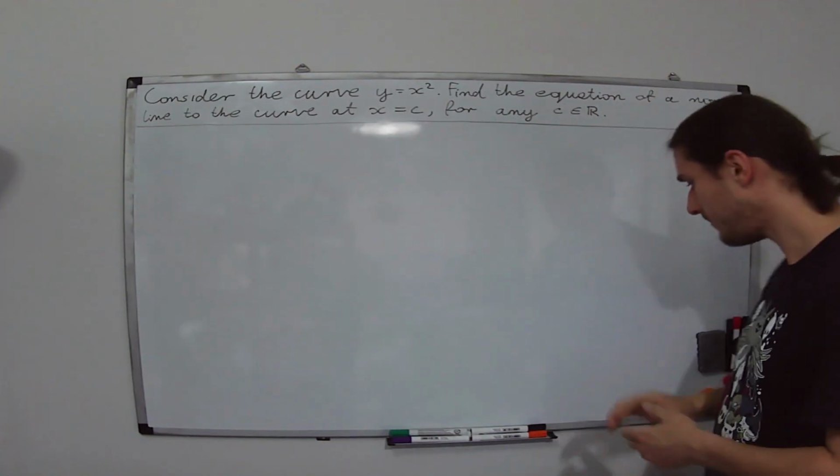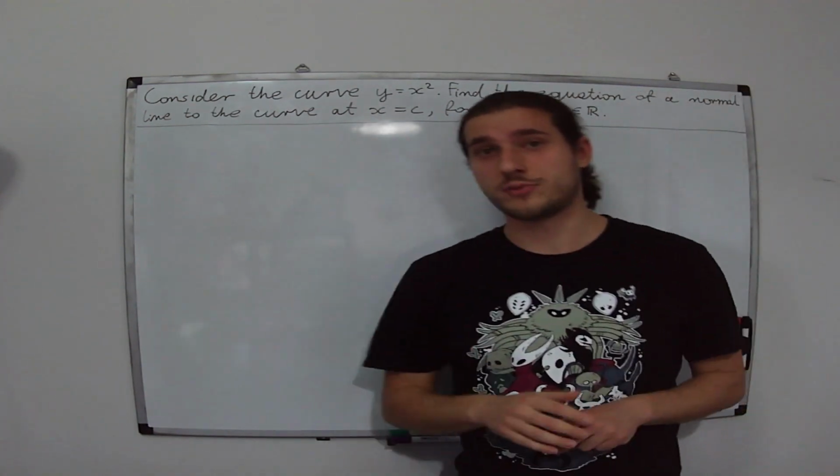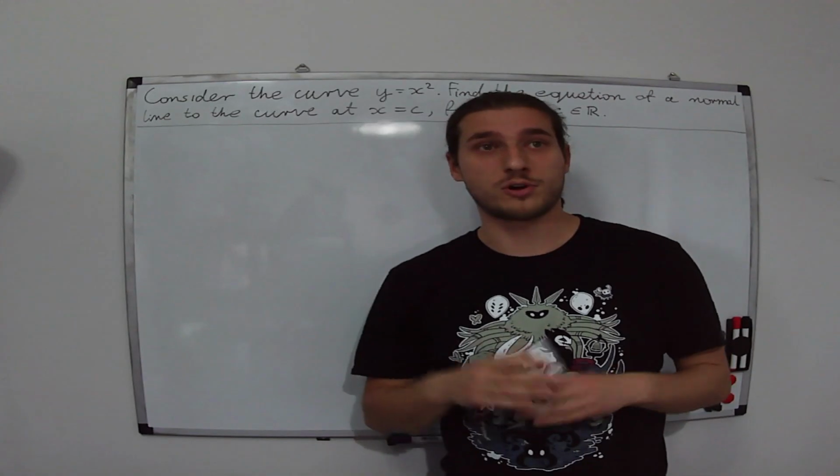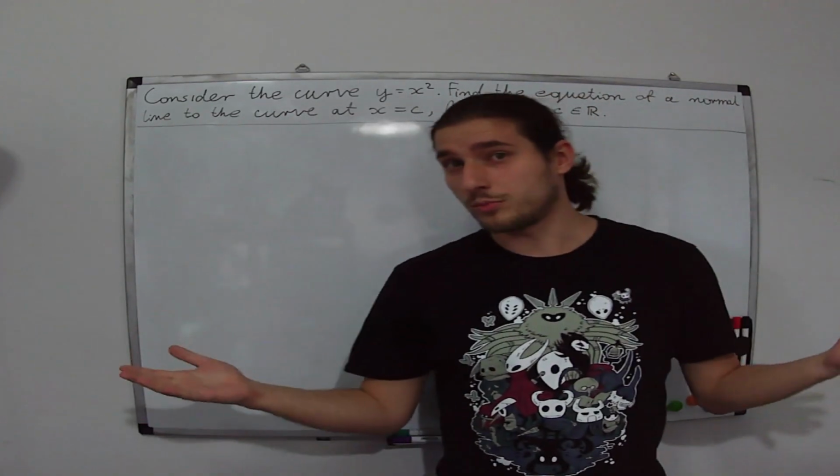number. So when I look at a problem like this, which will take many steps, I like to break it down into small problems. So the first thing we're going to think about is, what is a normal line?